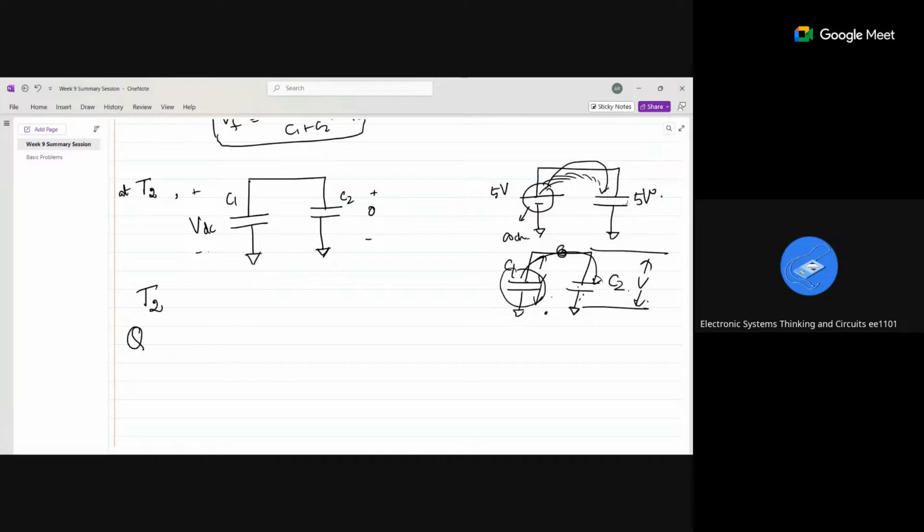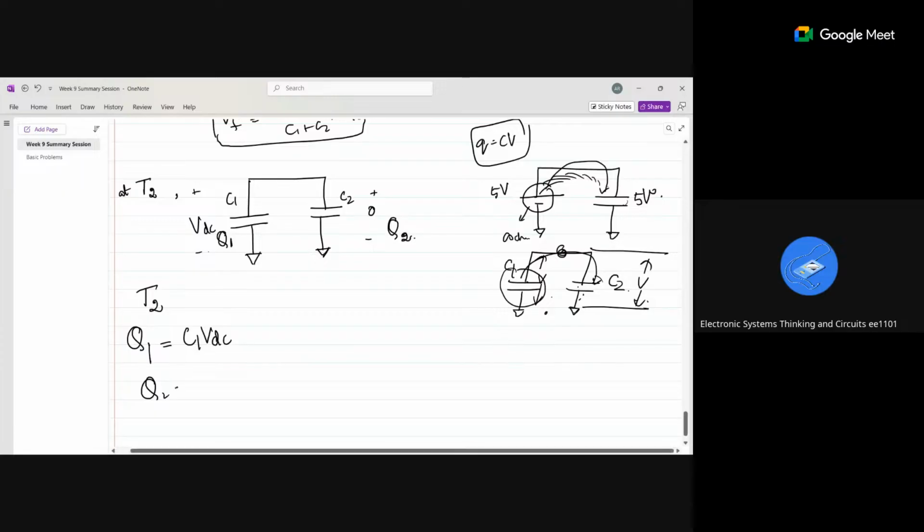What is the charge? The charge stored by C1 is Q1 and charge stored by C2 is Q2. Q is equal to CV. So Q1 is equal to C1 VDC. Q2 is equal to C2 into 0, so it is 0. Now at time T3, this VDC is also changed to V final, and this 0 volts will also be changing to V final.